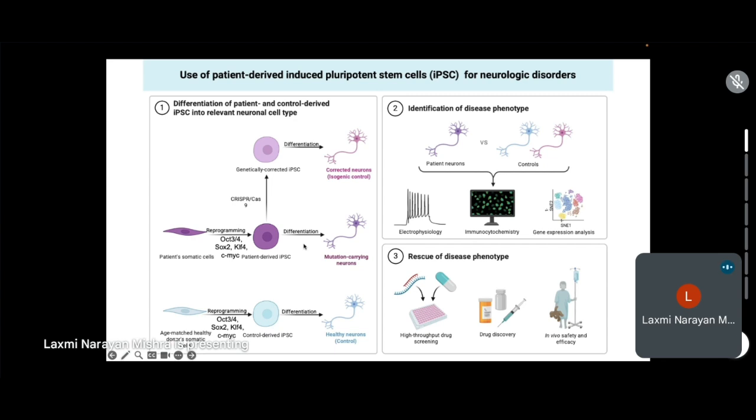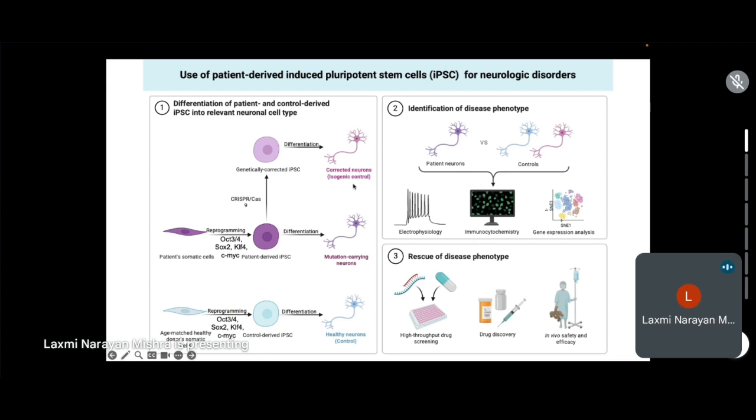We can add some extra DNA or remove some extra DNA. Whatever we want to do, we can do using CRISPR-Cas9, which is a very targeted approach, and we get genetically corrected iPSCs, and then we can differentiate and get corrected neurons. So this is called an isogenic control. We have the mutation, but we also have the corrected one, and this is called isogenic control.